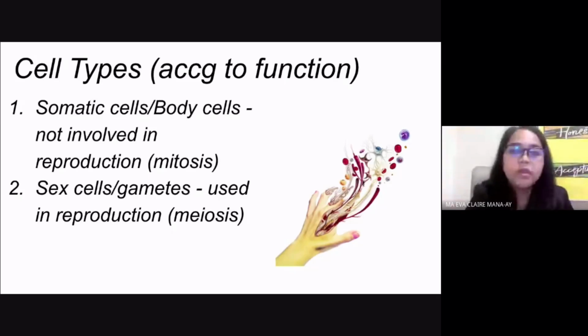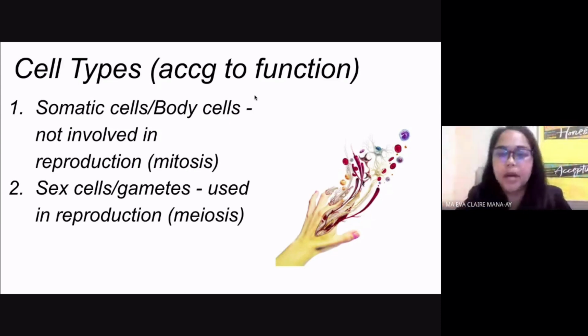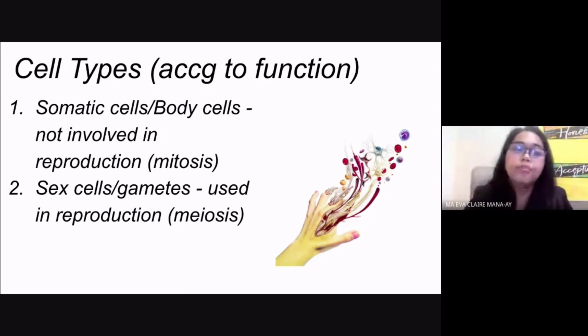We have two cell types here, first according to their function. If you examine the cells we have all over our body, there are two cell types according to their function. The first of these cell types is your somatic cells, or body cells.